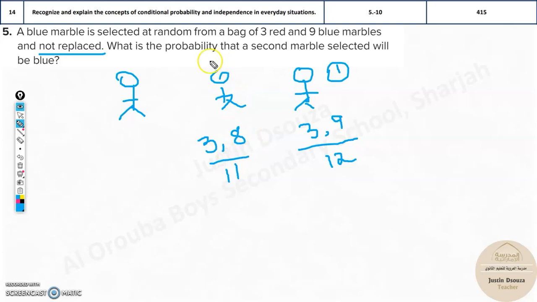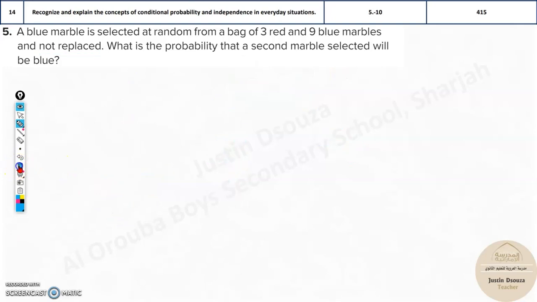Now imagine this second person takes a red chocolate. So what will be the possibilities for the third friend? When you go to the third friend, he will have to choose between 2 red or 8 blue. That is totally 10 possibilities. So this is what is called not replaced. It reduces.